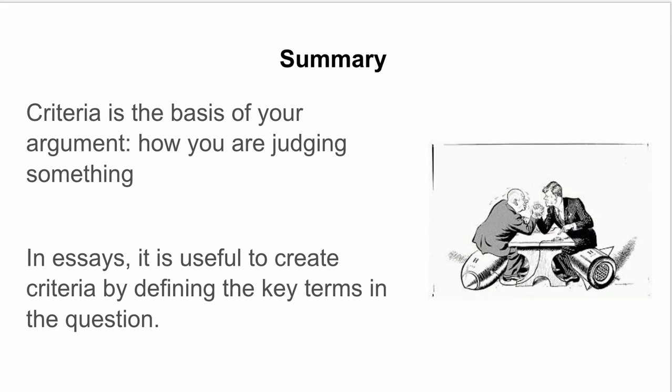So in summary, criteria is the basis of your argument, how you are judging something. And it's useful to create criteria in essays by defining the key terms in the question. So if you do that, then you can go back to those points throughout your essay, in your analysis, in your paragraphs, and also in your conclusion. So think of it as the basis for your argument, how you are judging something.